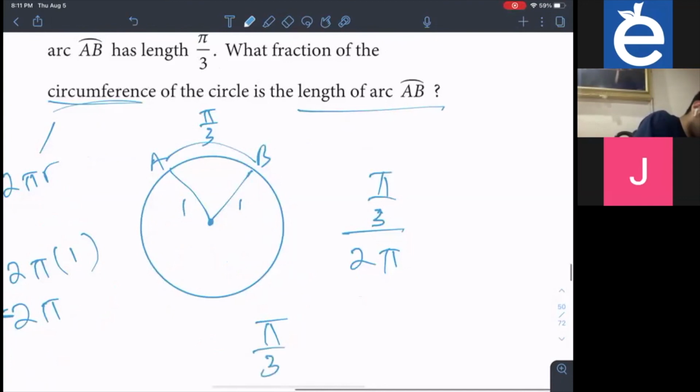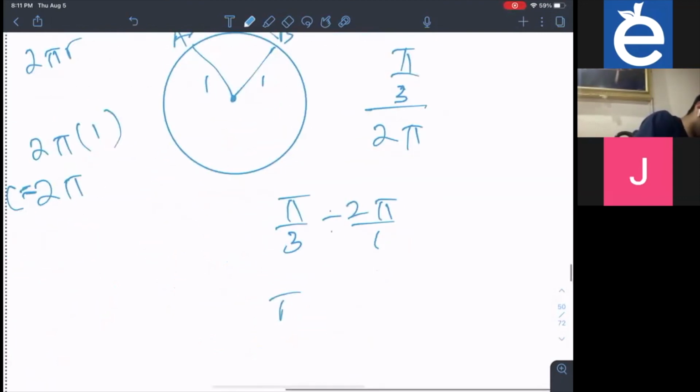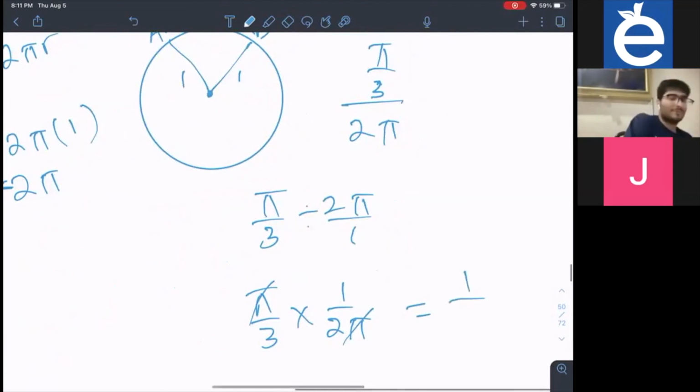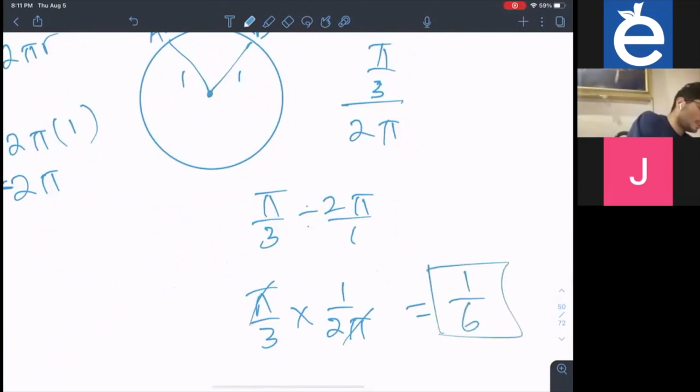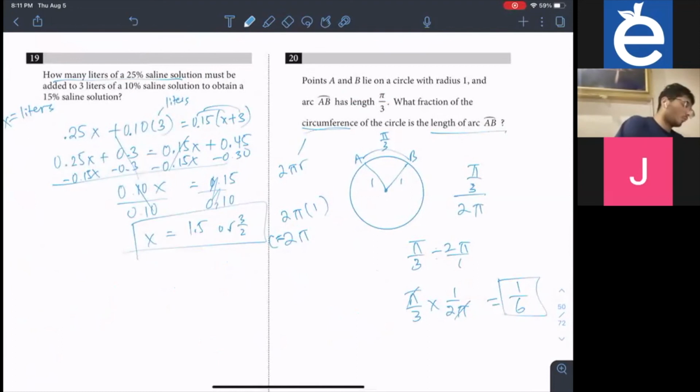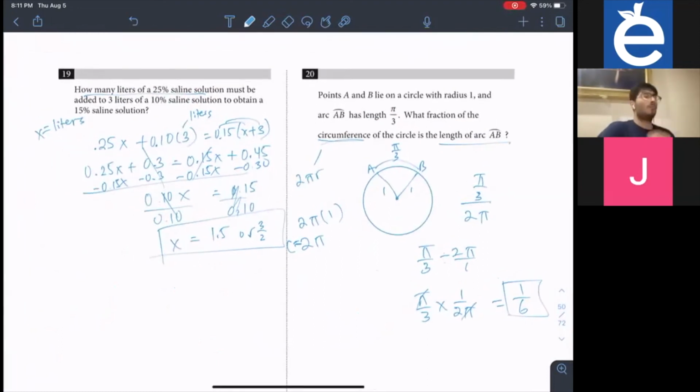Pi over 3 is divided by 2 pi over 1, which can be written as pi over 3 times 1 over 2 pi. The pi's cancel out, and then you're left with 1 over 3 times 2, which is just 6. And that is our answer. 1/6 works for this question. So we're done with question 20.